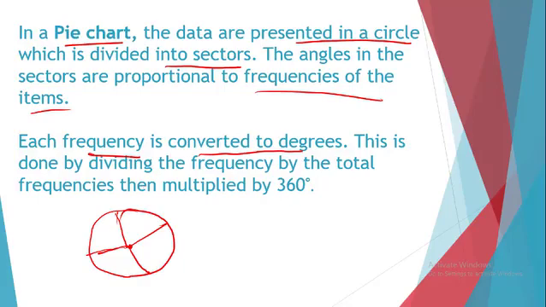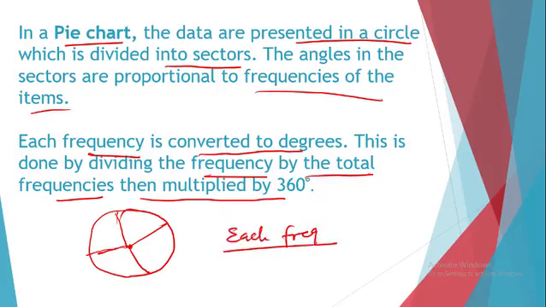This is done by dividing the frequency by the total frequency, then multiplying by 360. That is to say, each frequency divided by the total frequency from the question times 360 degrees. Okay, so let's quickly take an example.